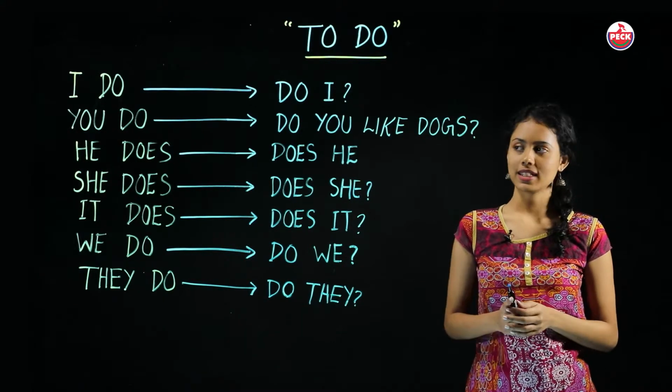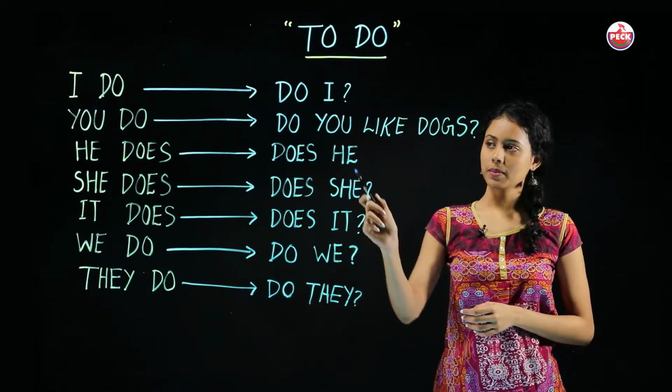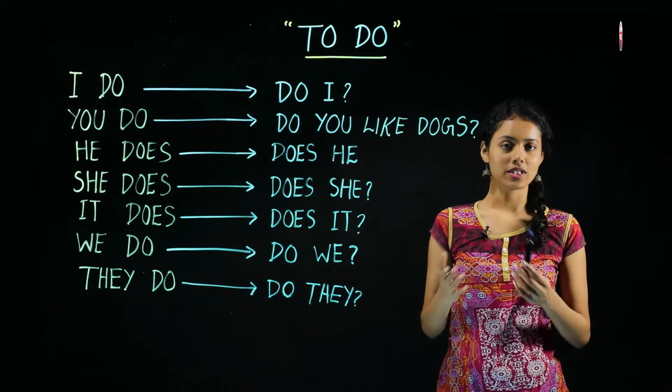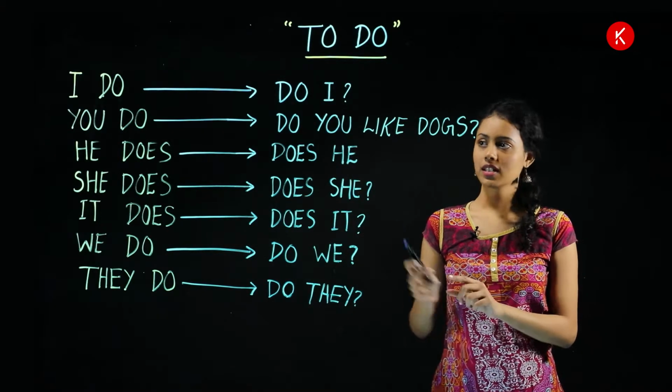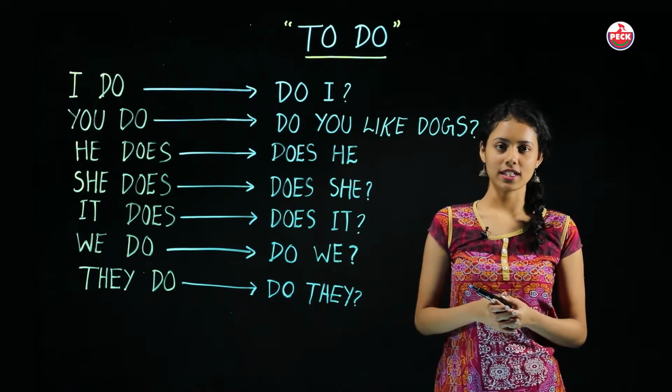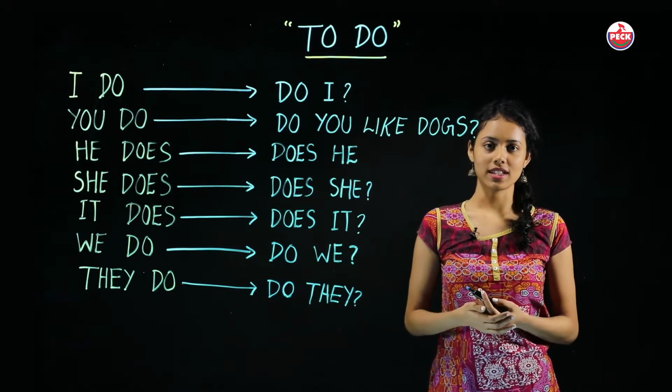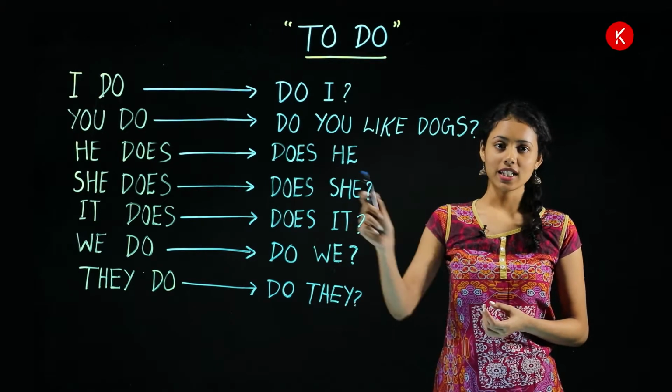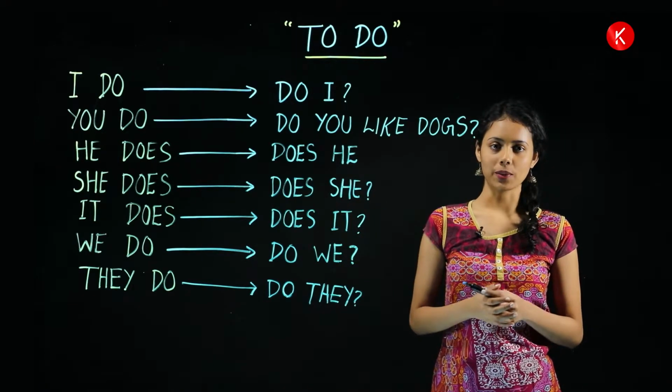So here we can see that you do becomes do you. So it's as simple as that. Just invert the subject and the verb and add a question mark at the end of your sentence, and it becomes a question sentence. Let's look at he, she, and it now.